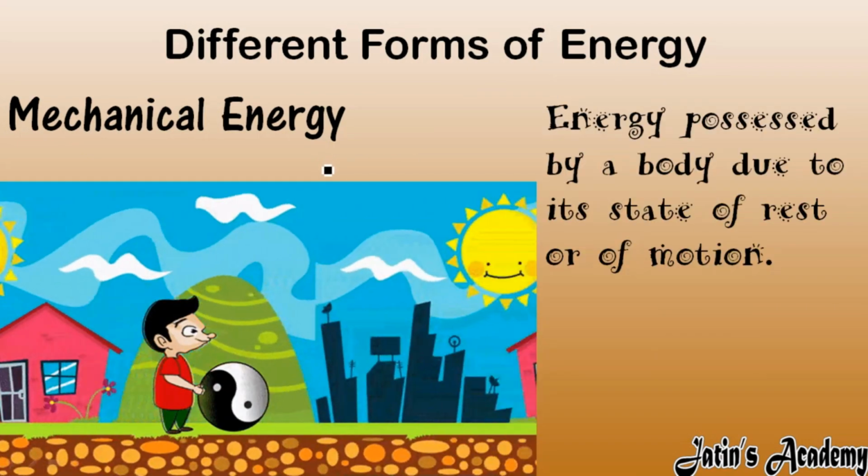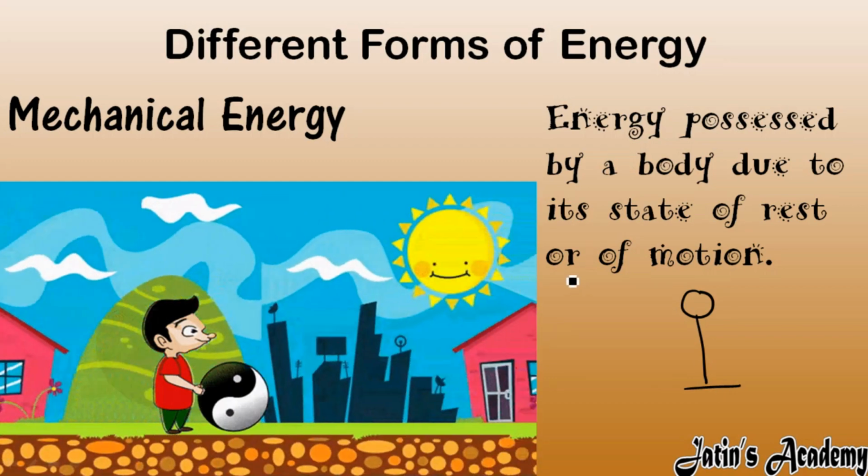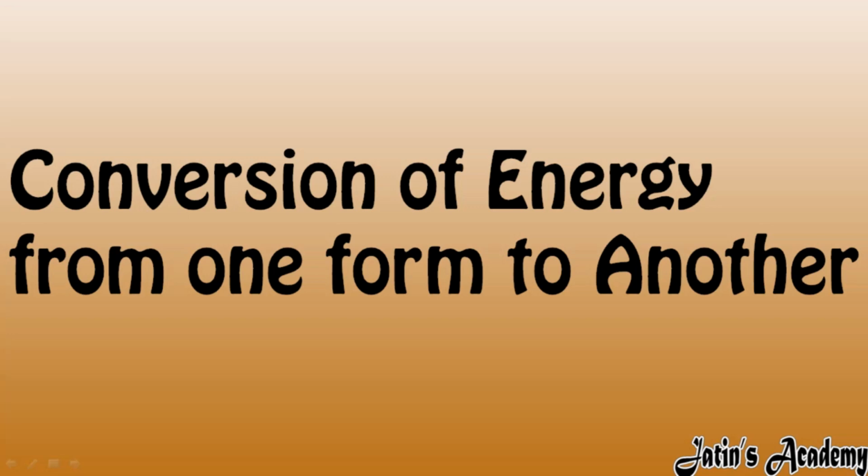Mechanical energy has basically two types. It is the energy possessed by a body due to its state of rest or of motion. Either the body is at rest at some height, which is potential energy, or it is moving. Both rest and motion types of energy come under mechanical energy. Next we have conversion of energy from one form to another.